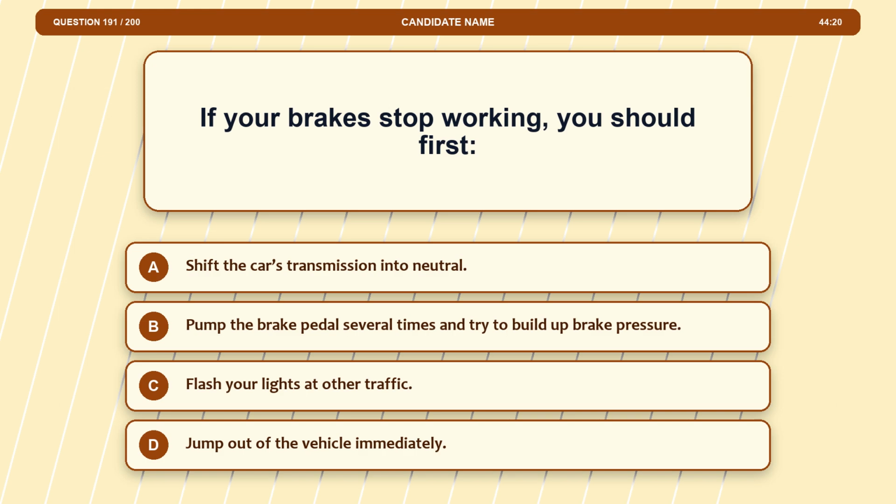Question 191. If your brakes stop working, you should first: Option A. Shift the car's transmission into neutral. Option B. Pump the brake pedal several times and try to build up brake pressure. Option C. Flash your lights at other traffic. Option D. Jump out of the vehicle immediately.